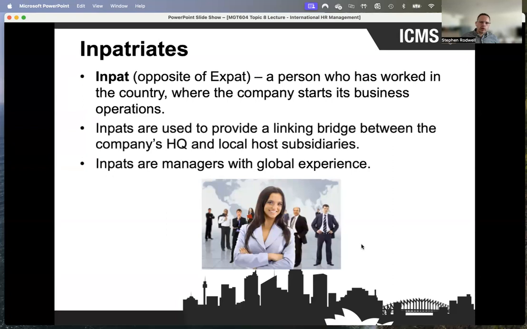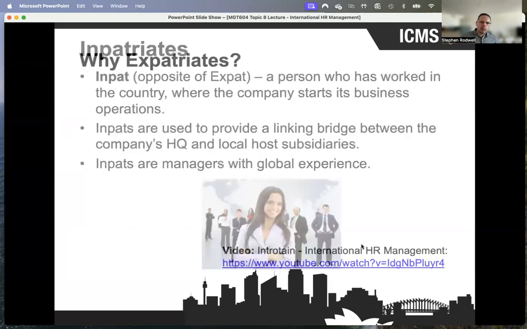Impats are managers with global experience. So that's someone, this can be fantastic for the company. If we've got offices around the world, we've got an expatriate employee we've sent to go work in another market. They've become really competent at managing in that market, and then we bring them back to head office, usually with a promotion to put them into a higher position in the company. And then they've got a deep understanding of that market. So that's what an impat is, coming back to our company to come work in the company.